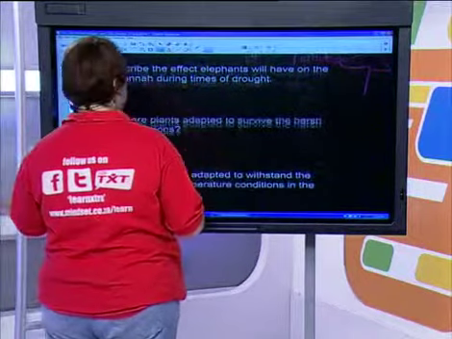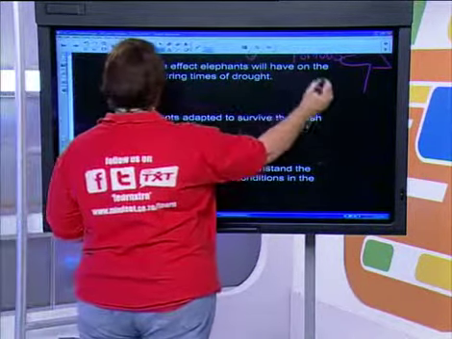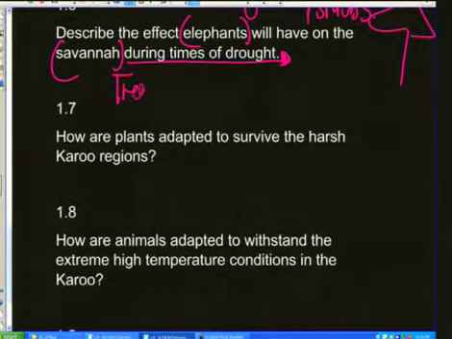Now, question number 6. Describe the effect elephants will have on the savanna. All right, so we've got elephants, savanna. Now, very important, during times of drought, what's going to happen to the trees? They dry out, don't they? And they might die, they might not, but they start to dry out. What do elephants do?